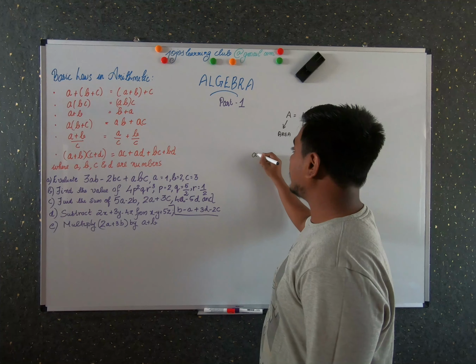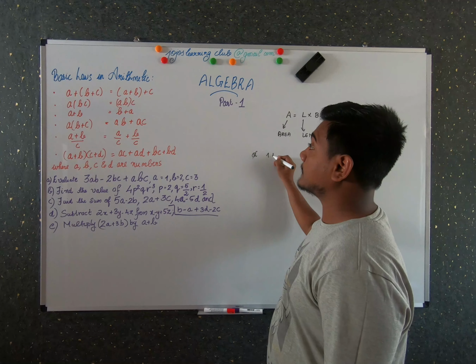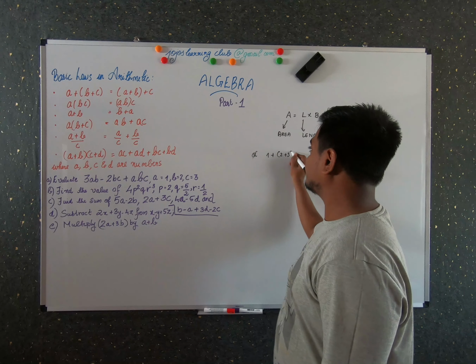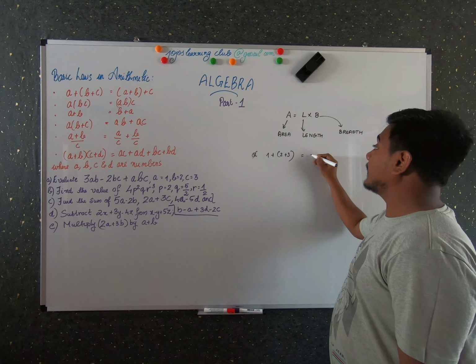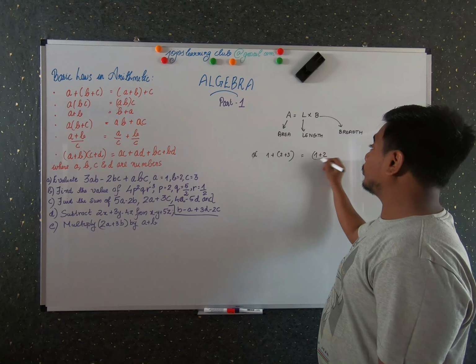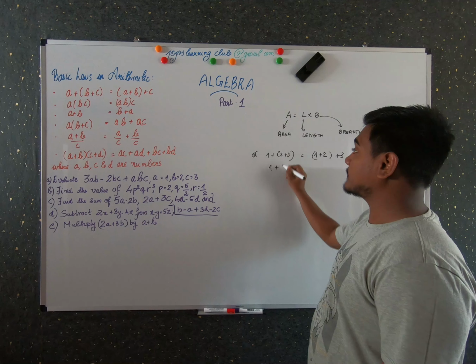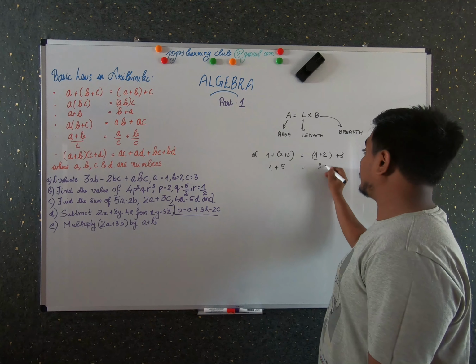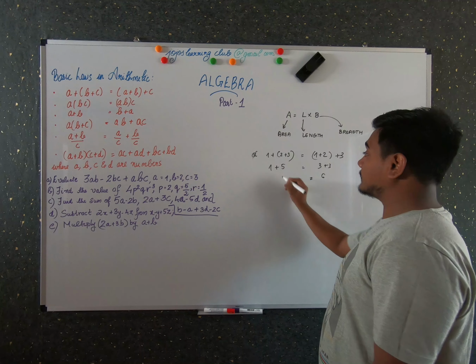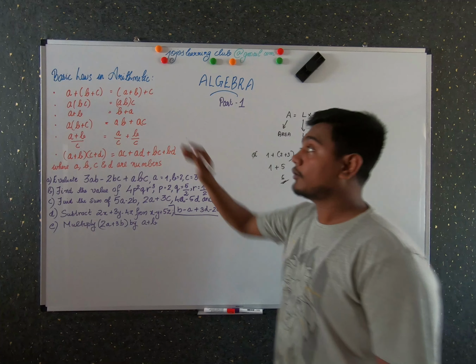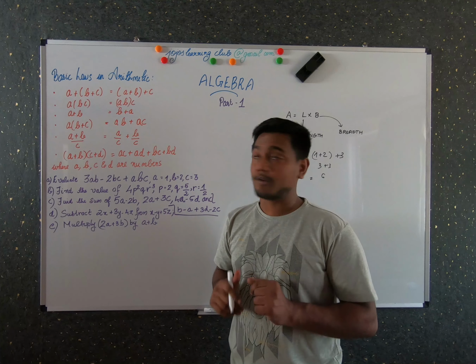For example, let's write an example for it. 1 plus (2 plus 3) is same as writing (1 plus 2) plus 3. So let's try to do it. 1 plus 5, and this is 3 plus 3, and this is 6, this is also 6. So hence proved. So this is what the first law says.